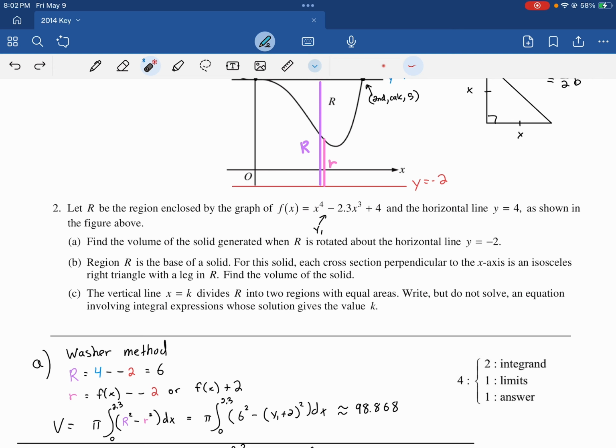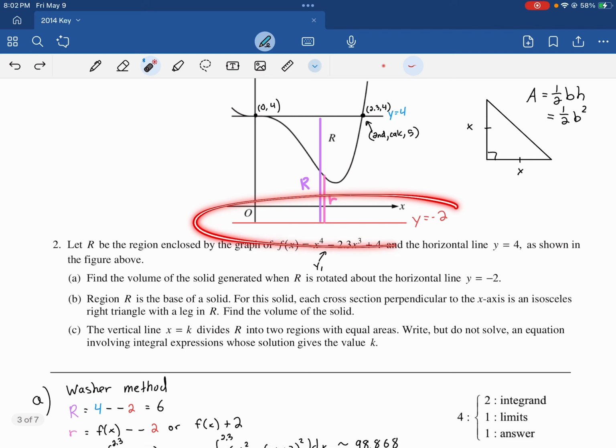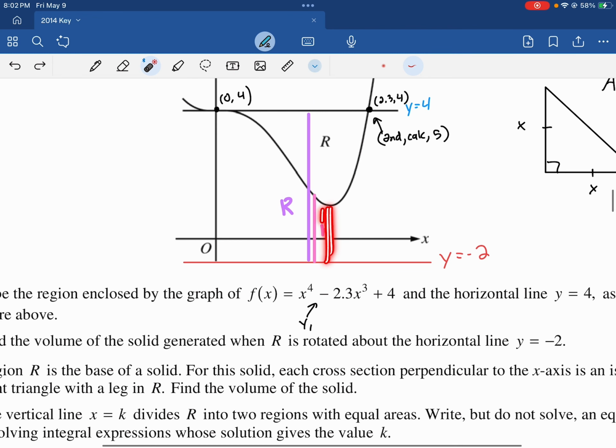line y equals -2. It might be a bit lower than this on my graph, but I know it's somewhere below this region R. And so when I rotate this about this line, perpendicular to my axis of rotation, I'm going to have very thin dx values. I just need to figure out how big the radius of these washers is going to be. Again, I have this section here where nothing is there to rotate, and so I'm going to have washers.